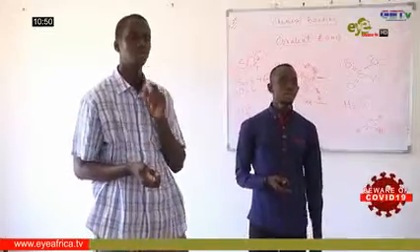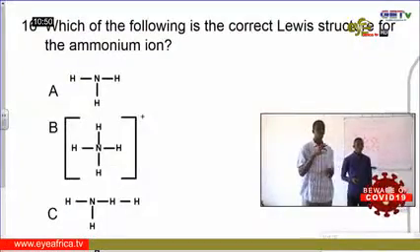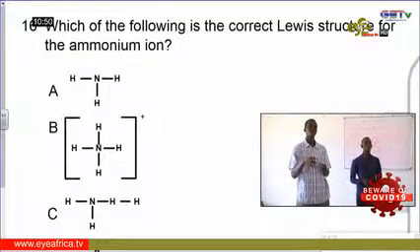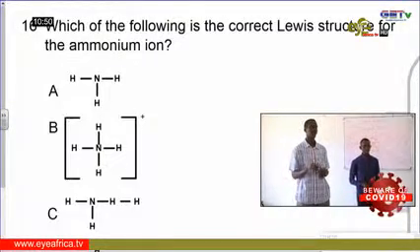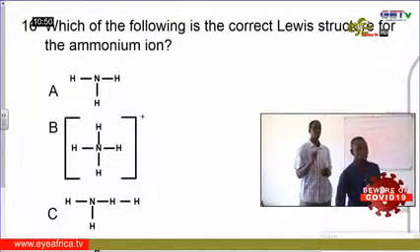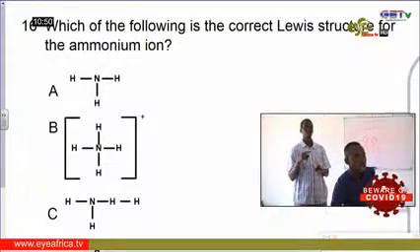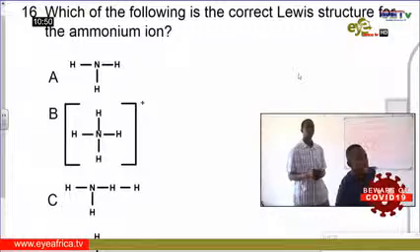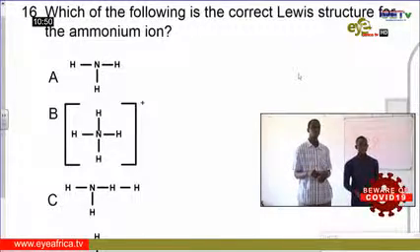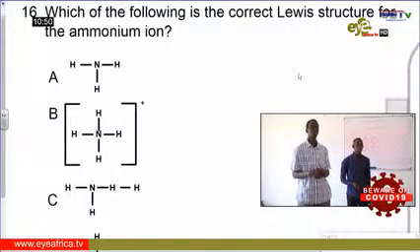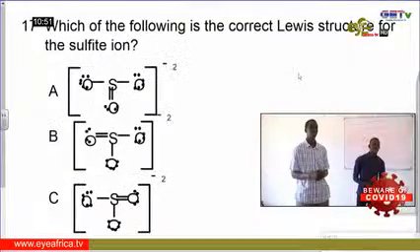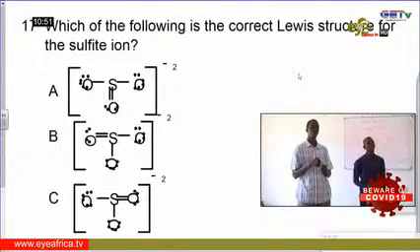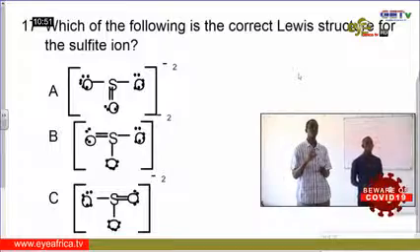Now again we have other options. Which of the following is the correct Lewis structure for ammonium ion? We have A, we have B, we also have C, and also D. So the correct option here is letter B, because the Lewis structure of ammonium ion must constitute a dative bond.